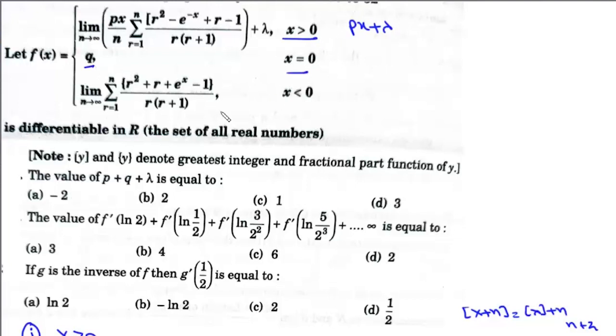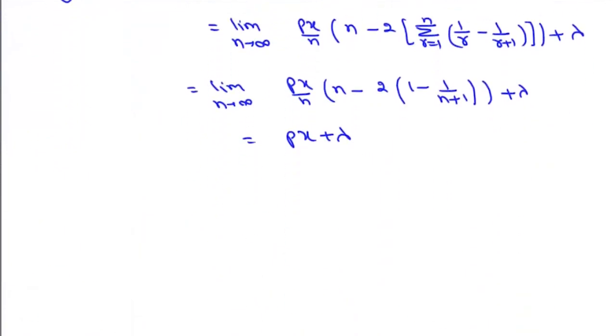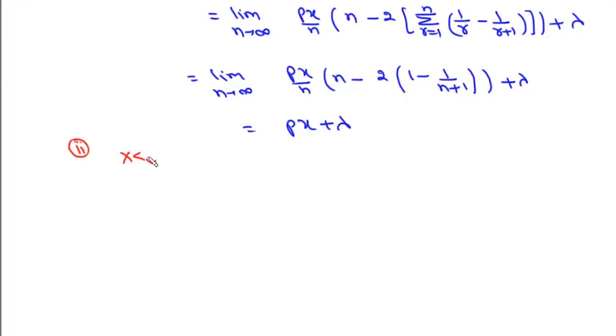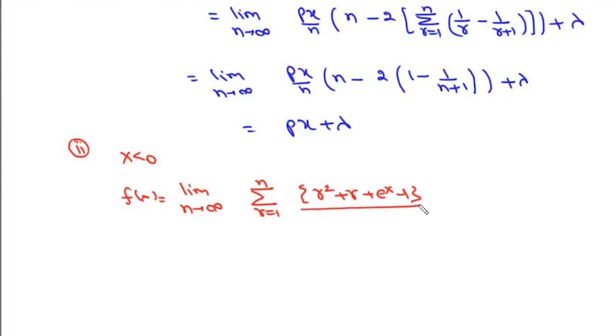At x equal to 0, it is q. Now we need to find the definition when x is less than 0. Now if x is less than 0, it is given as this limit n tends to infinity, this summation r varies from 1 to n, of the fractional part of r square plus r plus e to the power x minus 1 upon r, r plus 1.